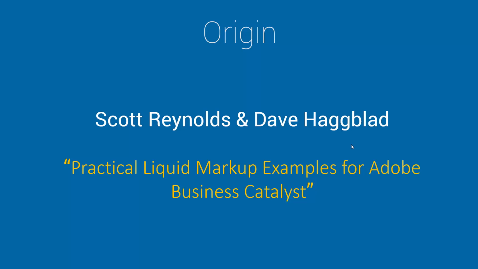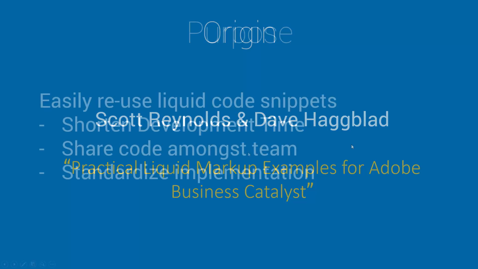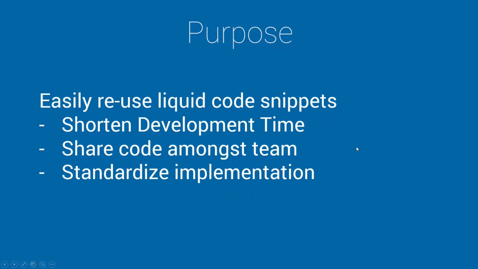But even though we didn't come up with it, we still want to teach it to you guys and introduce the concept because we believe that it is important to create standards within the industry. And we really like what they have done here and want to expand upon it. So the purpose of these liquid library items is so that we can easily reuse liquid code snippets. And the effect this has is that it shortens development time. It allows you to easily share code amongst your team and then standardize the implementation.